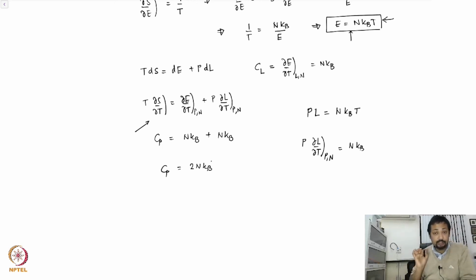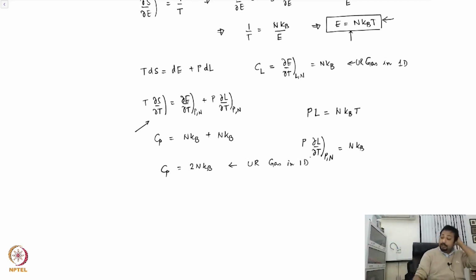Please note that this is only for an ultra-relativistic gas in one dimension. This is also ultra-relativistic gas in one dimension. If you are changing the dimension, if you are making this to be in 3 dimensions, then this is going to be 3n Kb and this is going to be 6n Kb.